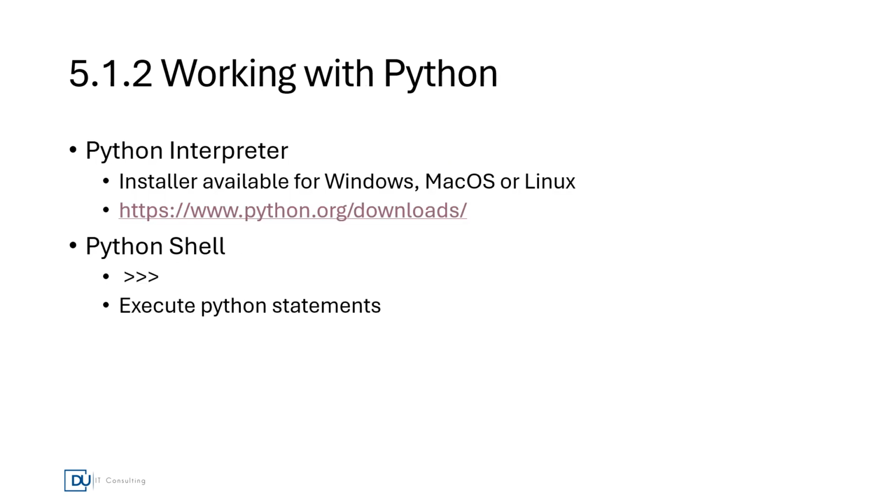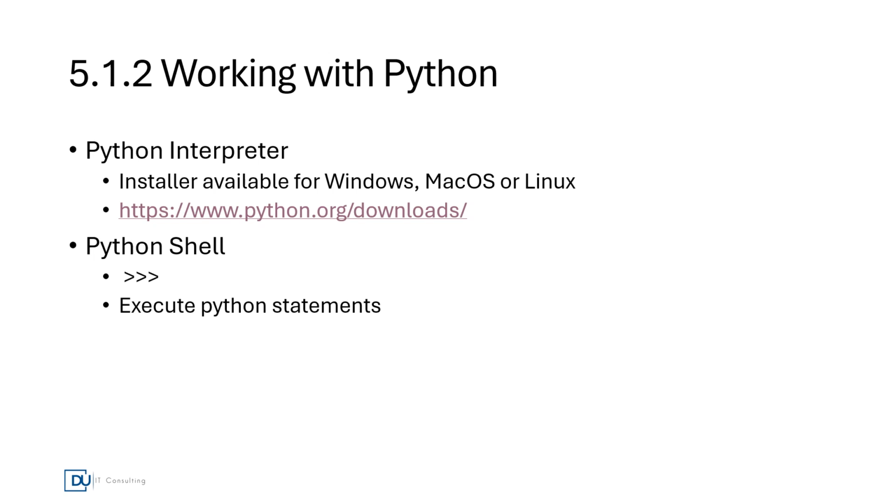Working with Python. As we know, Python is an interpreted language. We need an interpreter to execute Python. And also we need an integrated development environment to write and run Python programs. So there are installers available for each platform like Windows, Mac OS, or Linux. By clicking on the URL, you will go to the page where you can download the installer. And then you have to run the installer to perform the installation.